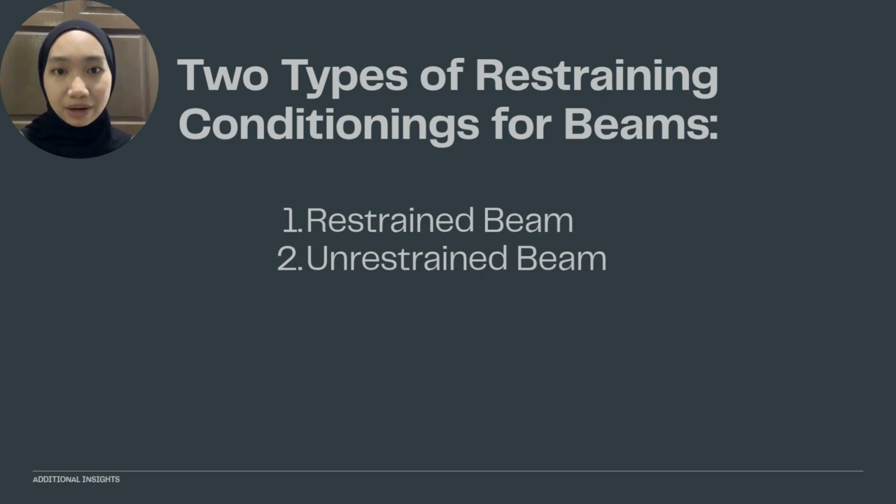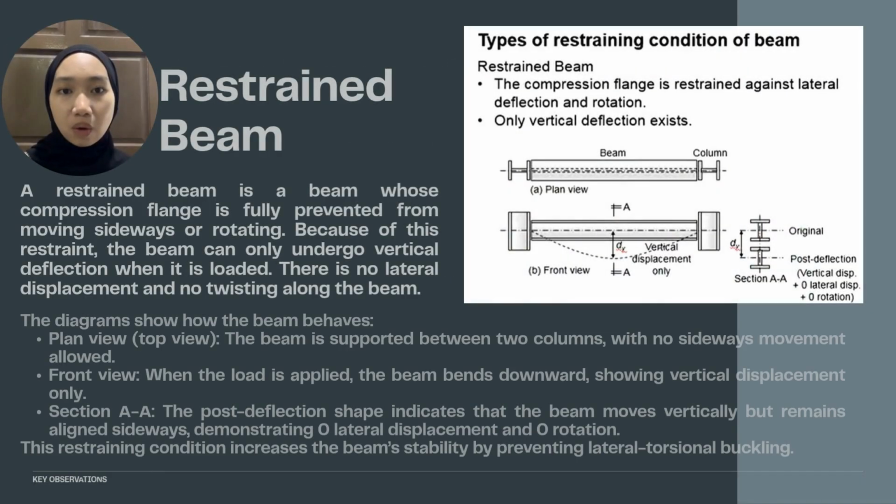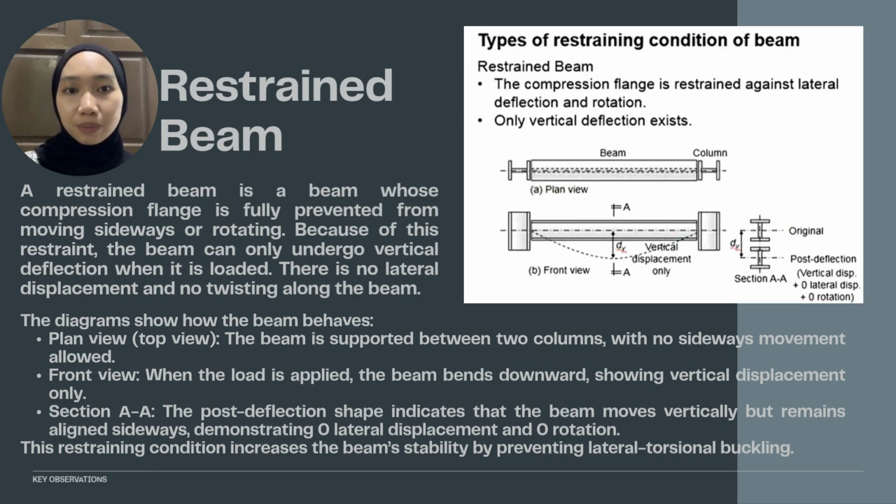There are two types of restraining conditions of beam. First one is restrained beams, and the next one is unrestrained beams. Now I explain about the restrained beam. A restrained beam is a beam whose compression flange is fully prevented from moving sideways or rotating. Because of this restraint, the beam can only undergo vertical deflection when it is loaded. There is no lateral displacement and no twisting along the beam.